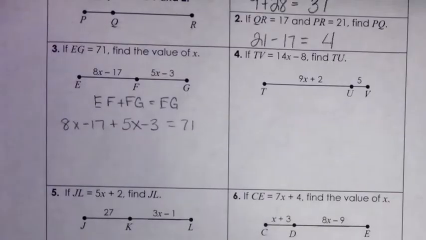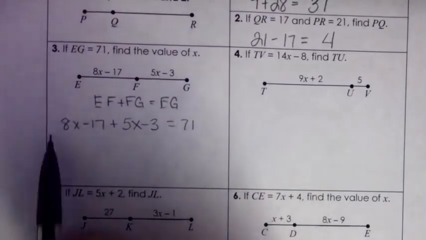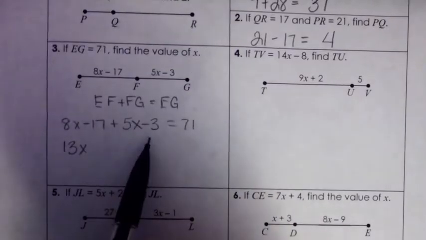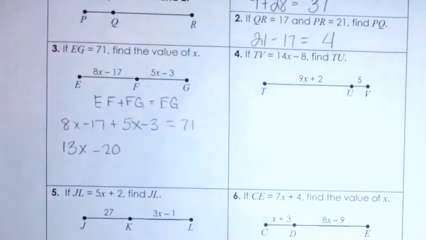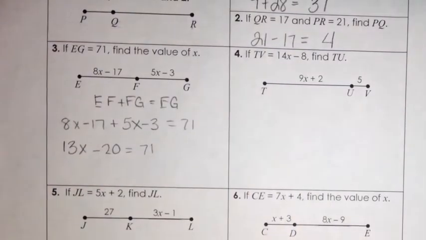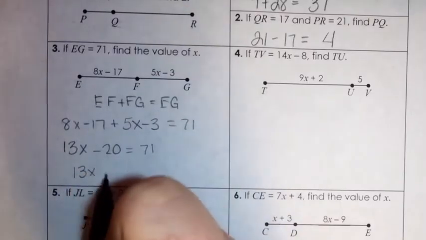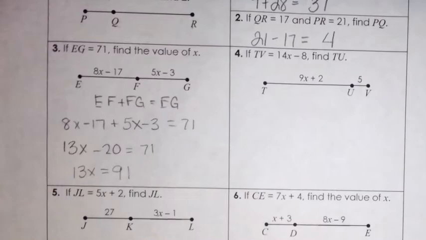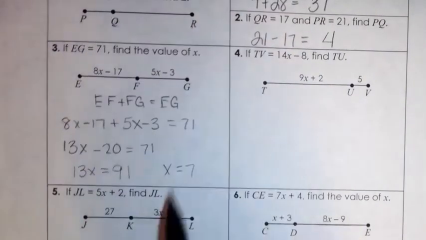So now we have to solve this for X. We're going to combine like terms. So 8 plus 5 is 13. Negative 17 minus 3 is negative 20. Let me turn on my light. Maybe it'll make it a little bit better. And we have that equal to 71. Okay. Then we have to add. So 13x, adding 20 on both sides, gets us 91. And 91 divided by 13, X is equal to 7. And that's our answer.